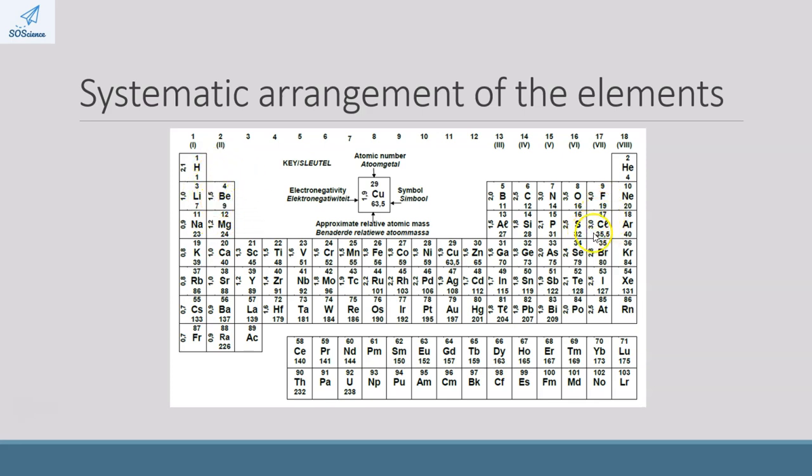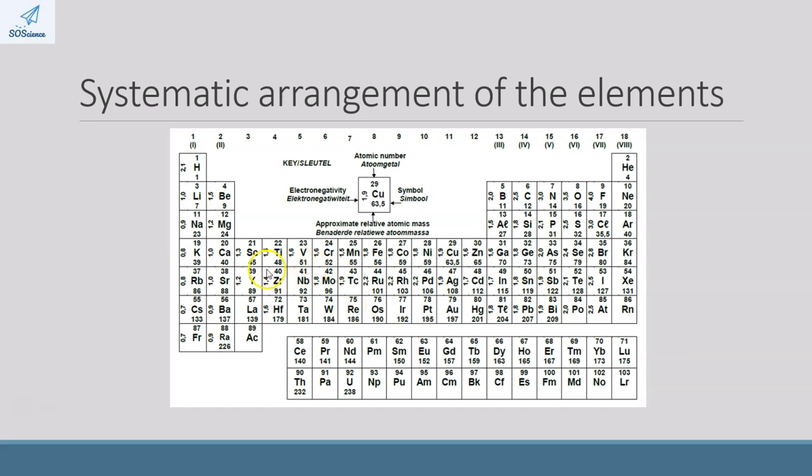If I had to ask you about chlorine, you'd be able to tell me that chlorine's outermost electrons exist in the third energy level, and specifically they exist in a p shell within the third energy level. If I had to ask you about lead, you would be able to tell me that lead's outermost electrons exist in the fifth energy level in a p shell.